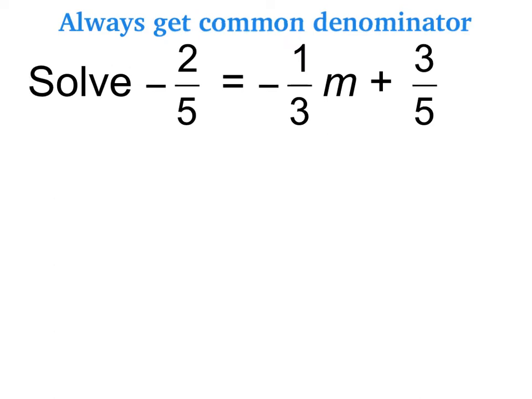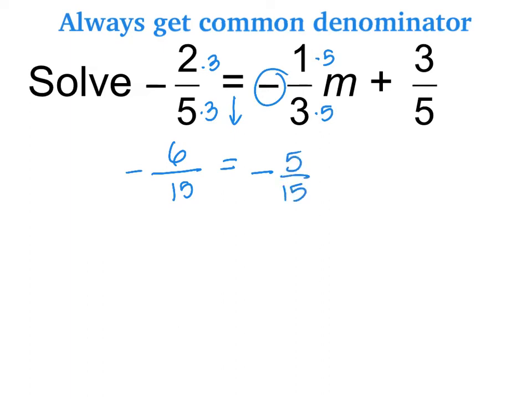That means I am going to look at my first one, and to get a denominator of 15, I multiply by 3 over 3, so that's negative 6/15. Equals, I'm going to multiply by 5 over 5 for this one. Don't forget it's still negative. 5m over 15. And I'm going to multiply by 3 over 3, which is 9 over 15.